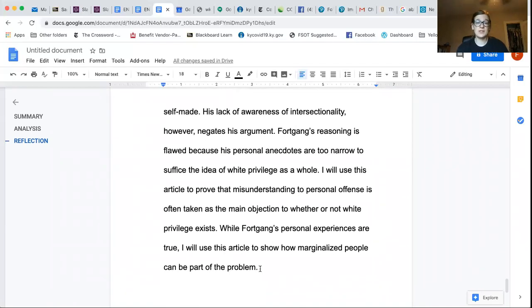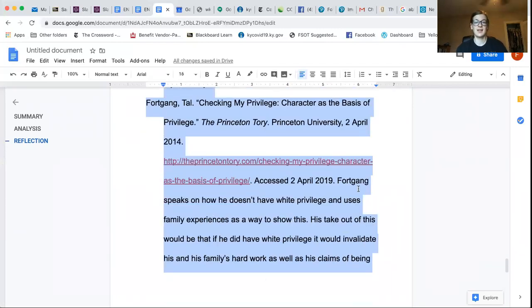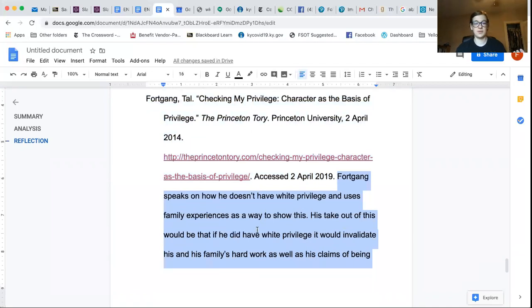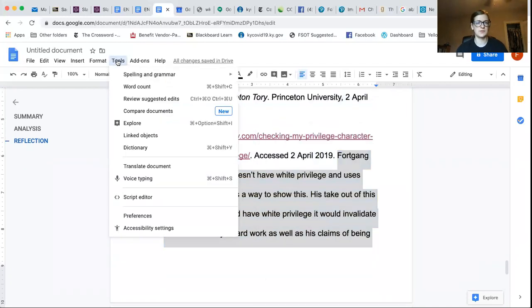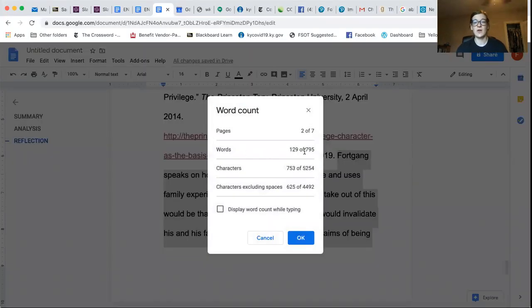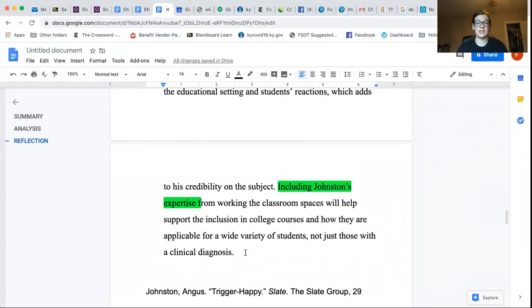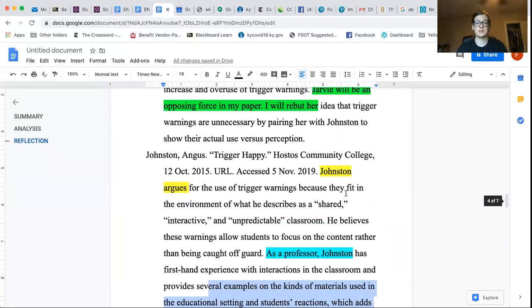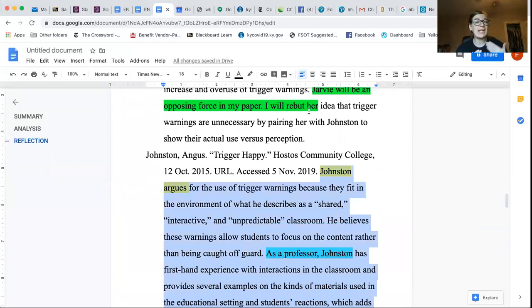And you'll notice the lengths on some of these are very close to, oops. If we count here, tools, word count, here we go. So 129 on that one. Some of the other ones we read, if we look at this Johnston one that's highlighted, 113. So again, if you're writing 2 sentences for each of those 3 parts, you are going to get your 100 words for each one, right?